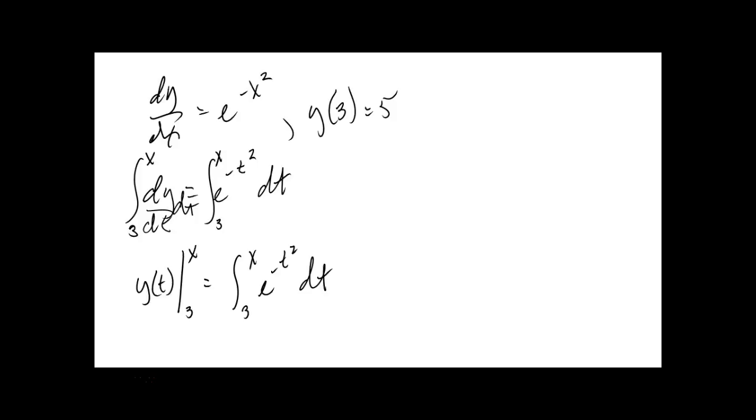The only thing we have to do to complete this is this. When you evaluate the t at x, these values, it's going to be y of x minus y of 3, and that's equal to the integral from 3 to x of e to the minus t squared dt. We're not going to change that. But we know what y of 3 is, right? That's 5.